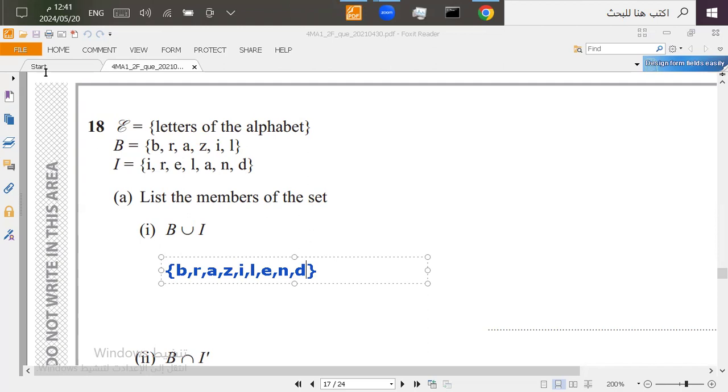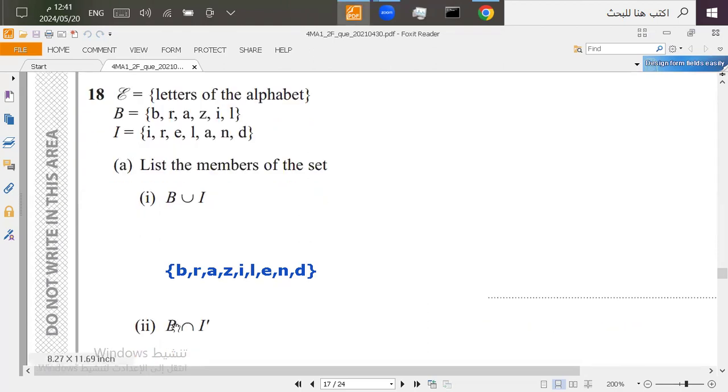Now let's take a look at the second question, which is 2. This one is B intersect I complement. What does that mean? I complement means the letters outside of I. And then the intersection between the letters outside of I and B. Now, you can do this using Venn diagram. So let's use Venn diagram so you understand the idea. Here, with Venn diagram, I'm going to show you how to do this, okay? It's very important to understand how to use Venn diagram.